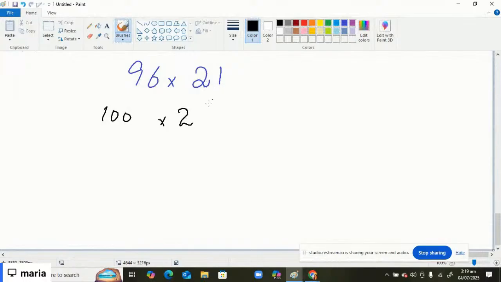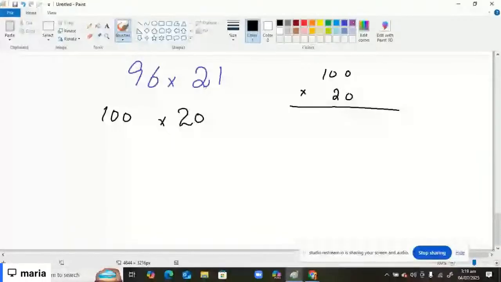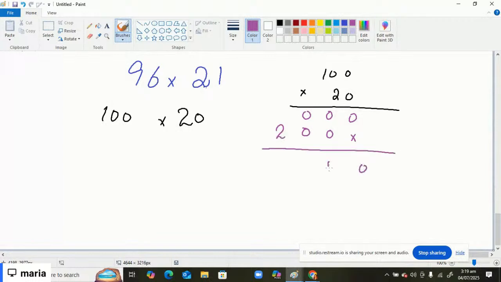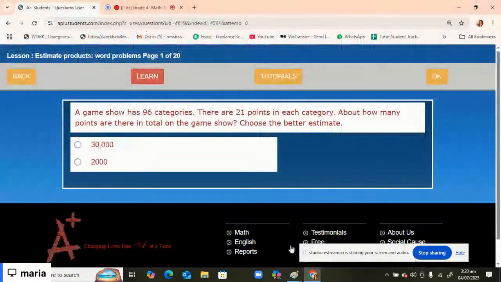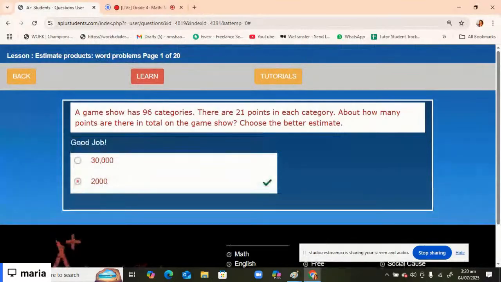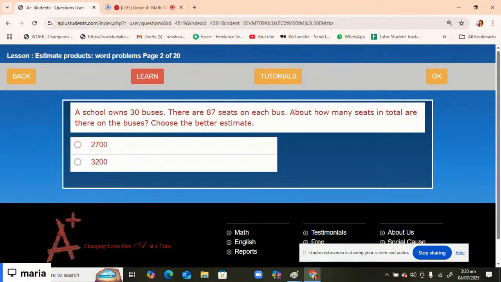Now multiply 100 times 20. First of all, we're going to multiply this 0 with all of them: 0 times 0 is 0, 0 times 0 is 0, 0 times 1 is 0. Multiply 2 times 0 is 0, 2 times 0 is 0, 2 times 1 is 2. Now what is the answer? Adding it, it's 2000. Let's see, is there any option for 2000? Yeah, it's here. Let's check, and this is the right answer. Okay, very well done everyone.